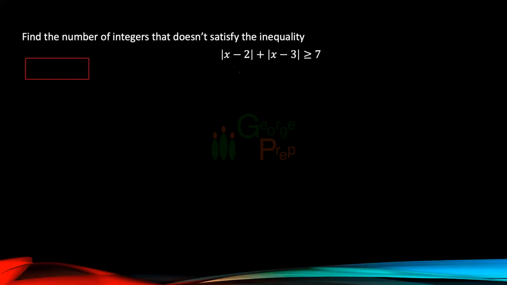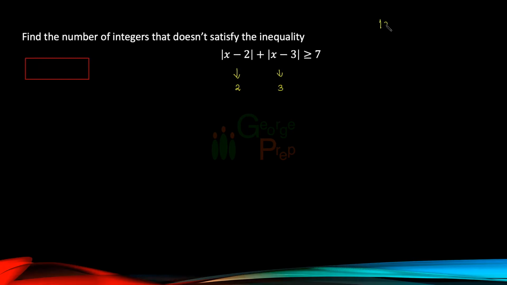Let's first see how we can solve this using the traditional approach, then we will go for the distance approach. So if we have to solve this using the traditional approach, we'll first have to find the critical values of x minus 2 and x minus 3. So x minus 2, if I equate to 0, I will get the critical value as 2. If I equate x minus 3 to 0, I will get the critical value as 3.